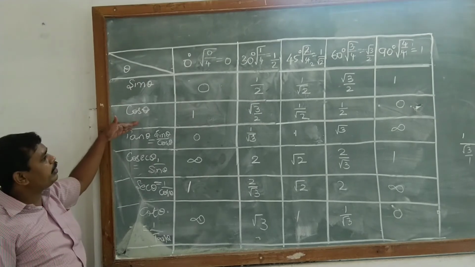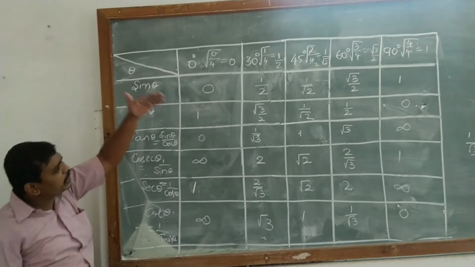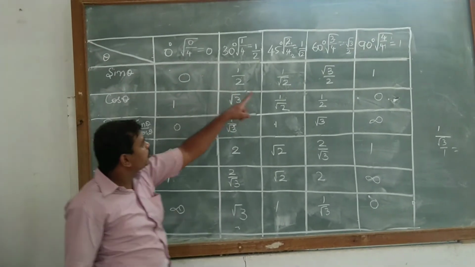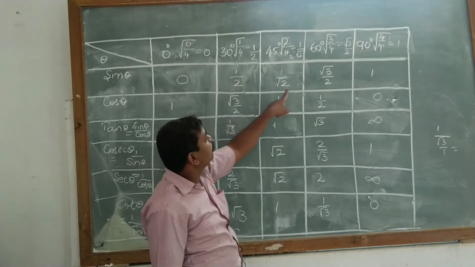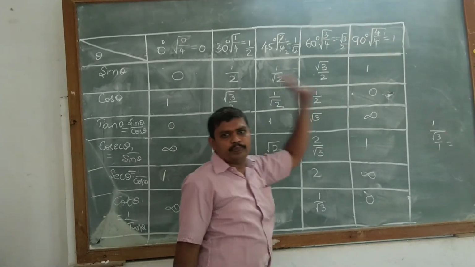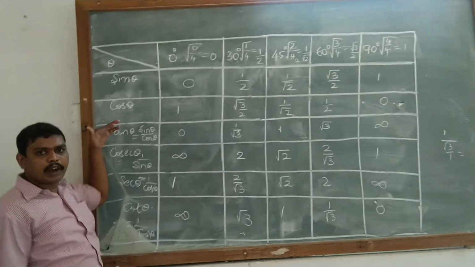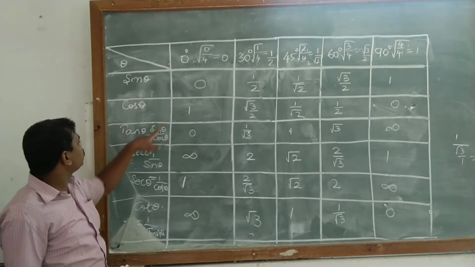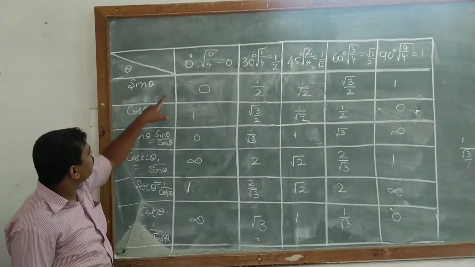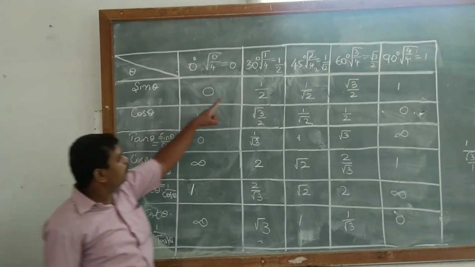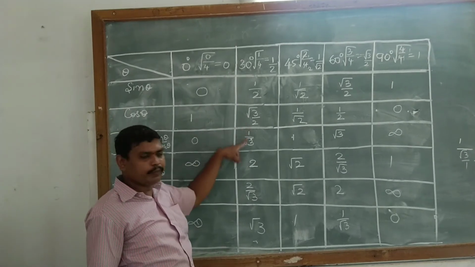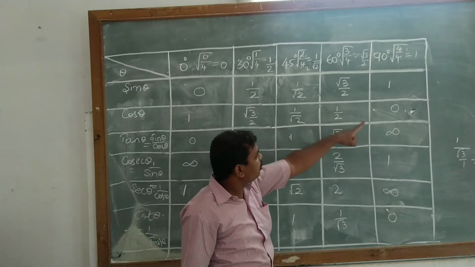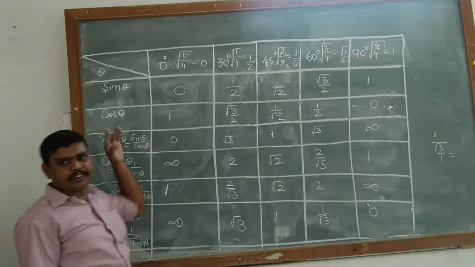Then coming to the cos values, when you observe the table, just take from right to left, it's enough. That is 1, root 3 by 2, 1 by root 2, 1 by 2 and 0. Then coming to the tan theta, you have to take according to the definition, that is sin theta by cos theta. 0 by 1 is 0. 1 by 2 by root 3 by 2, that is 1 by root 3. Similarly, 1, similarly root 3, and coming to the tan 90, you are going to get infinity.